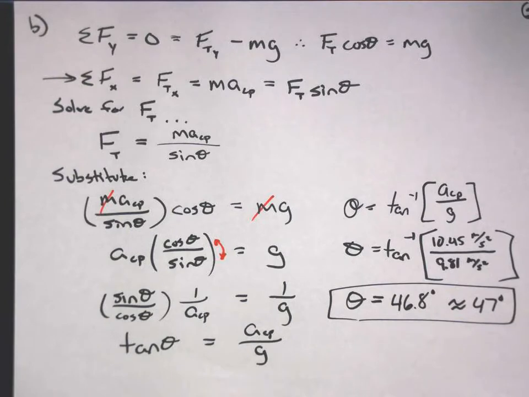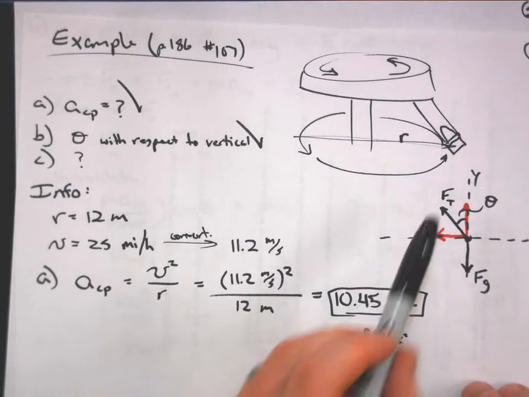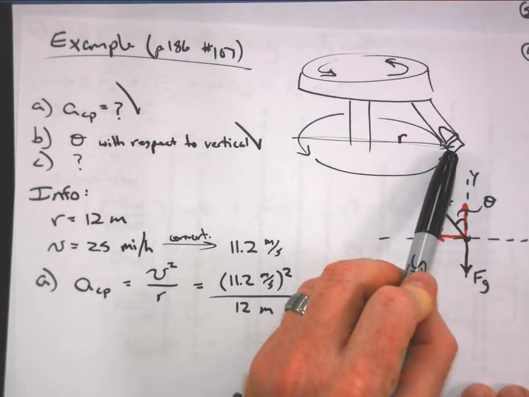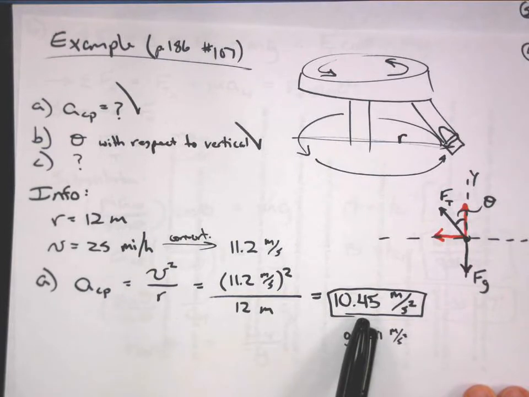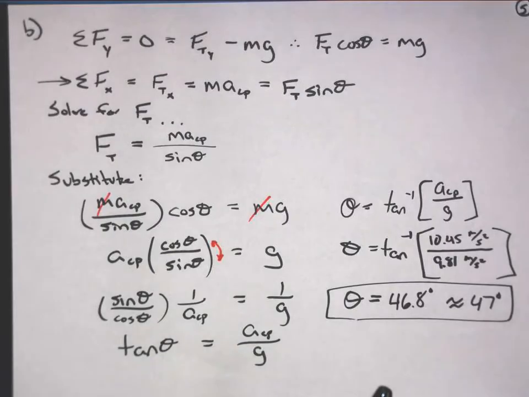All right. Now the last question, part C, was really about mass, and it wants to know how come. What is the role of mass here? What if there was a heavier rider, an adult versus a child? What happens? Does theta change? Does the centripetal acceleration change? And the answer is no.